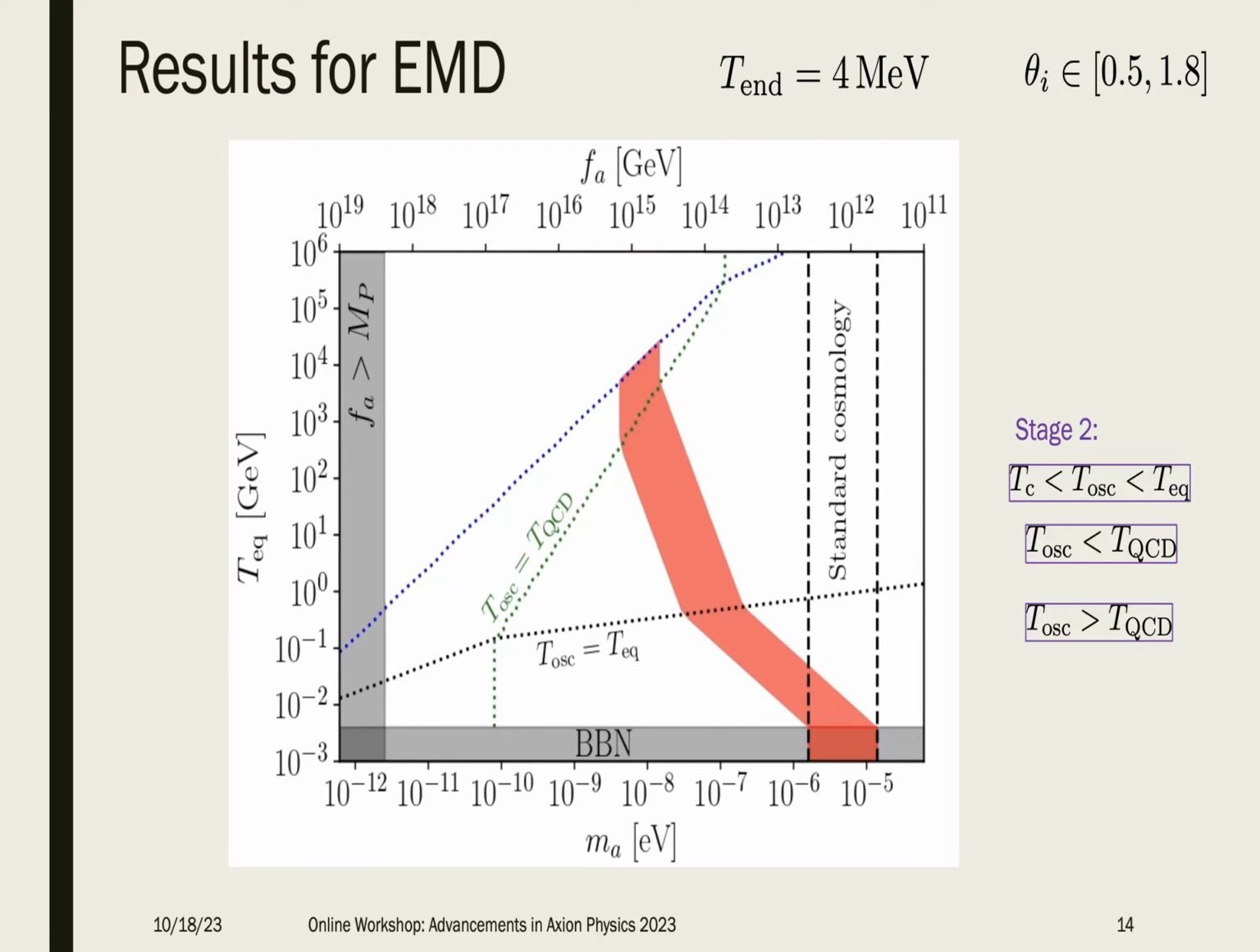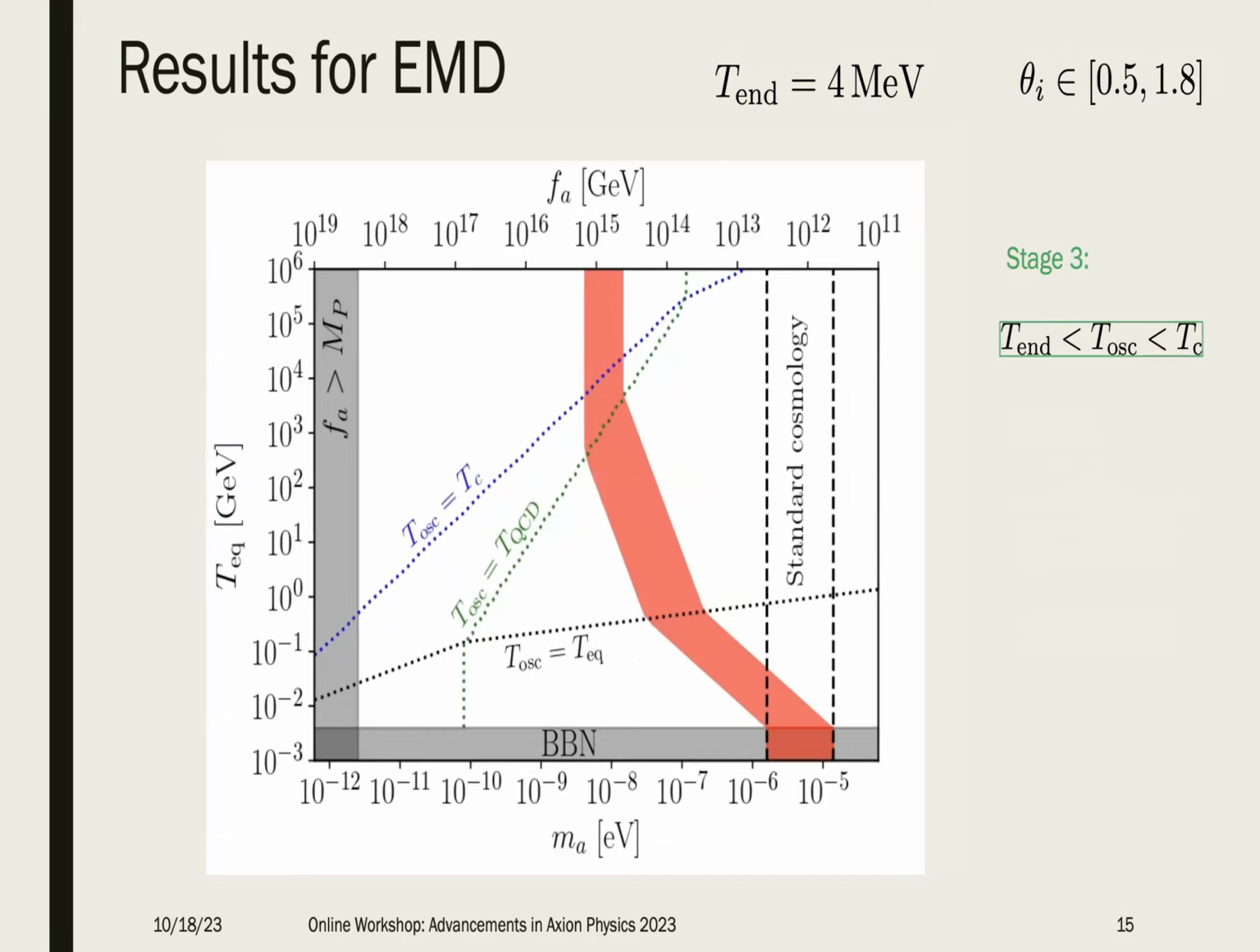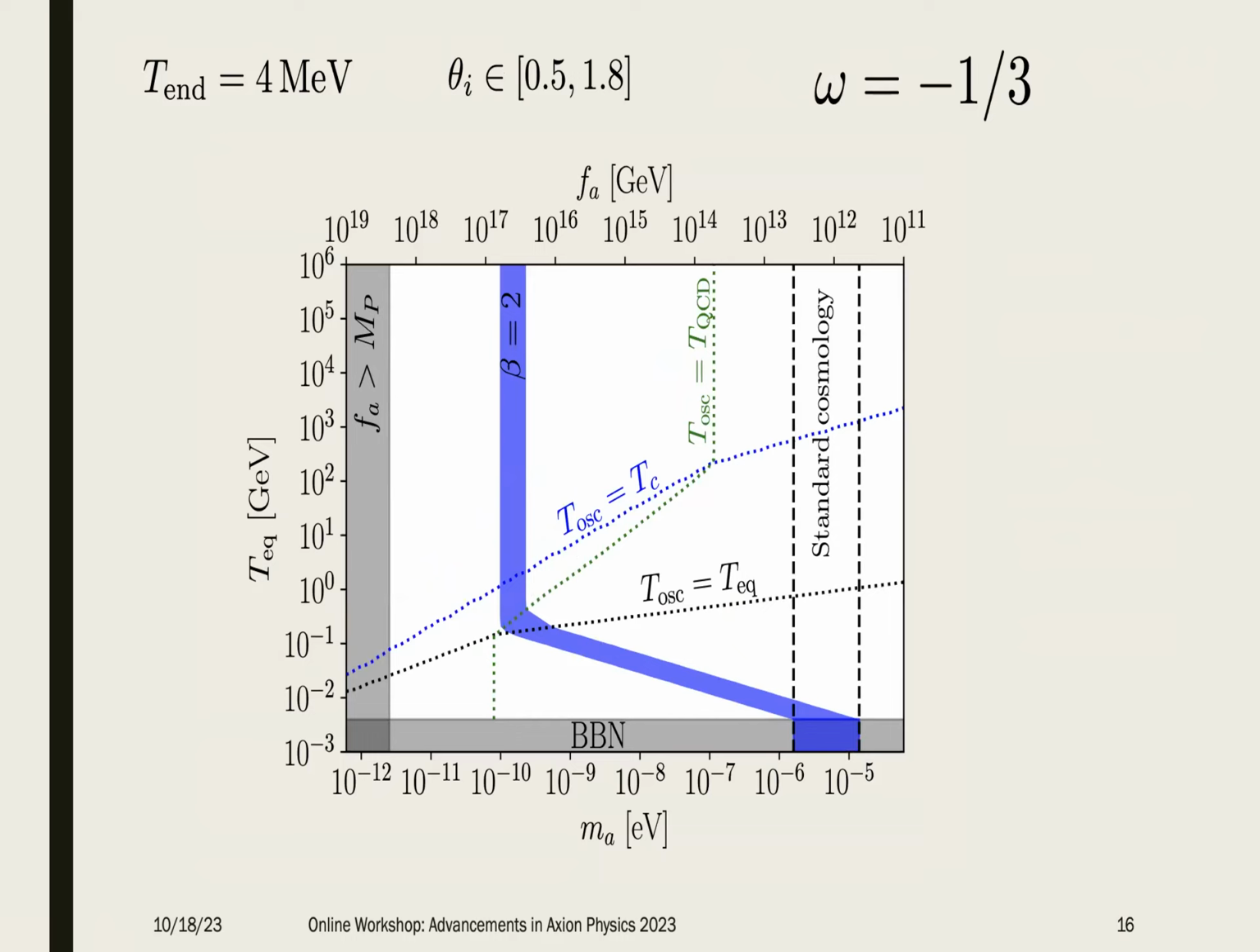And finally, in stage 3, where the oscillation temperature happens during this non-adiabatic phase, the mass doesn't depend anymore on this equilibrium temperature and therefore goes straight in here. This is basically the same plot for a different cosmology, omega equal to -1/3, where we can actually go to somewhat smaller masses than in early matter domination.